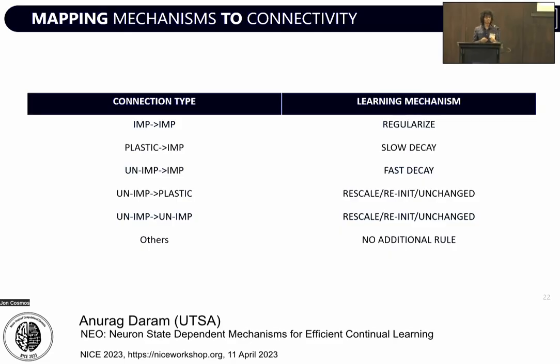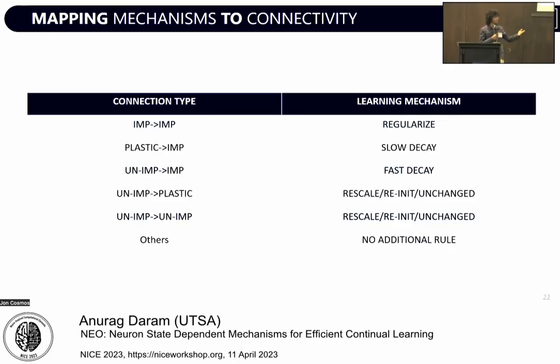If it's a weight connecting an important node to another important node, then we'll have to regularize the connection. If it's from a plastic to an important node, it undergoes a slow decay process. If it's an unimportant to important node, it undergoes a faster decay process wherein we want to remove the dependency of the unimportant node for the important node.